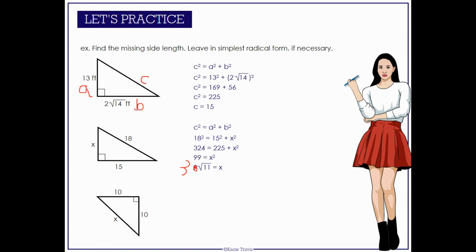All right, last one. We got both of our legs. We're missing our hypotenuse, so it's going to be similar to the first one that we did. So c squared, sorry, c squared equals a squared plus b squared. We don't know what c squared is, so we're leaving that. We got 10 squared plus 10 squared. That gives us 100 plus 100, which is 200.